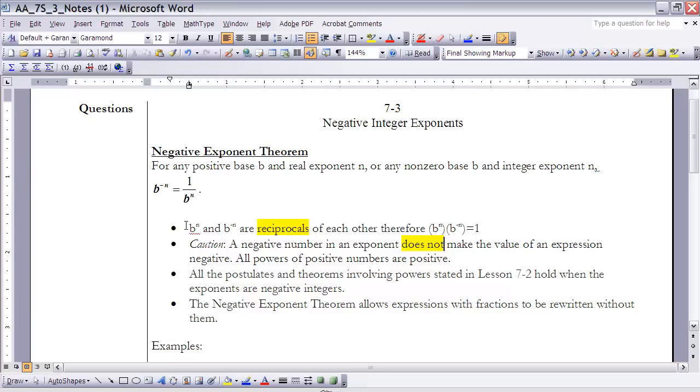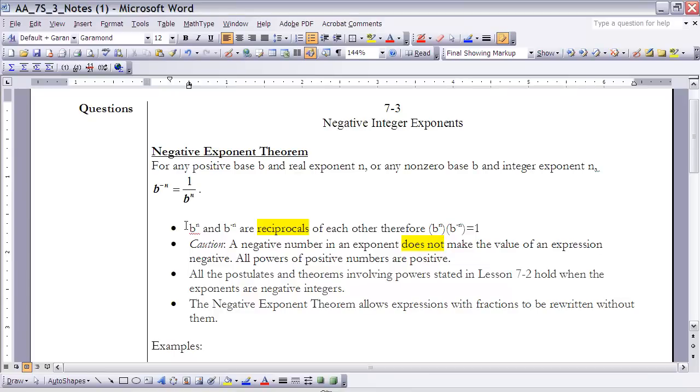It says that for any positive base b and real exponent n, or any non-zero base b and an integer exponent n, b to the negative n is equal to 1 over b to the n. So basically, making my exponent negative means that whatever b to the n is, we're going to put that on the bottom. The negative basically says that the value is going to go on the bottom of a fraction.